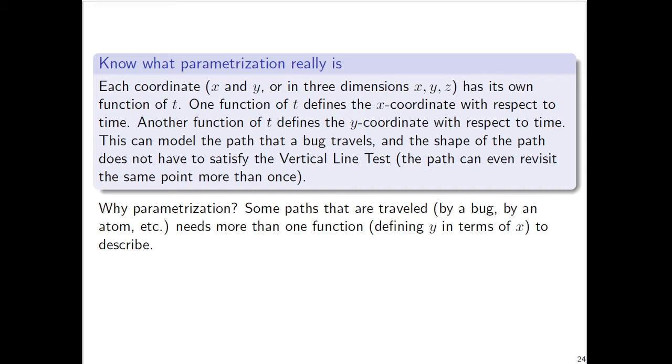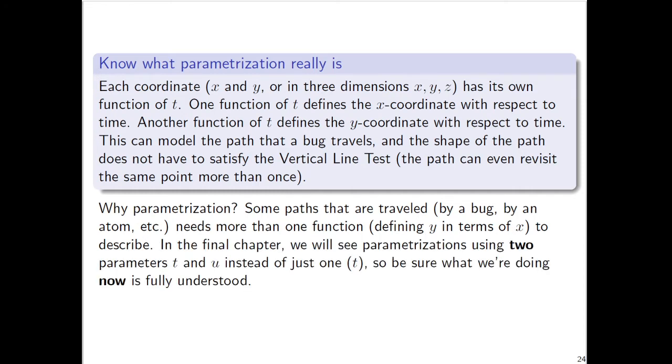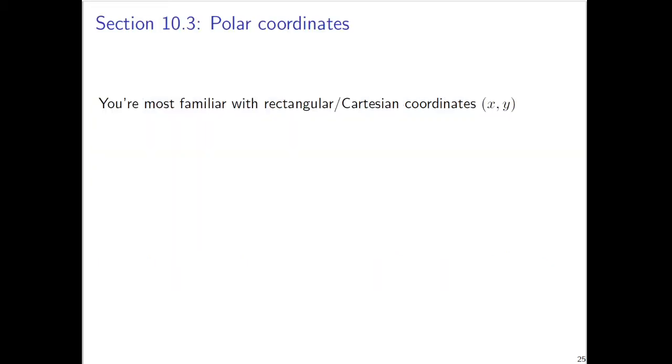Sometimes what you have in terms of travel can't just be defining where the y coordinate is in terms of the x coordinate, that's it. So sometimes the movement is more erratic and we need to keep track of this. In the final chapter of this calculus class, we will see parameterizations using 2 parameters, a t and then another letter like u, instead of just one called t. So what we're doing now needs to really be fully understood.